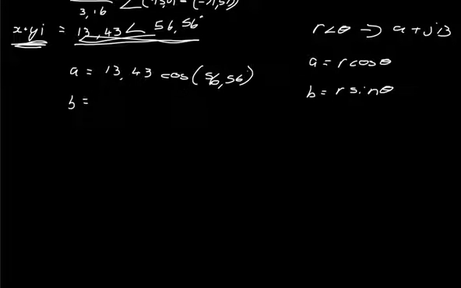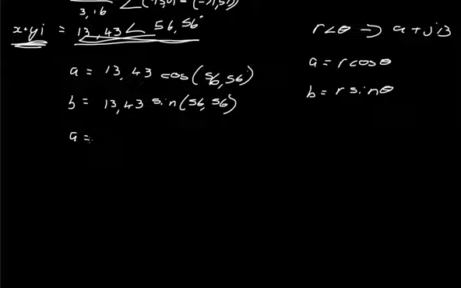Okay, and b is equal to r sine theta, which is 13.43 sine of 56.56. Easy stuff. So we're going to pop that into our calculator, and we're going to get a equals 13.43 cos of 56.56 is 7.4, and b is 13.43 sine of 56.56, which is equal to 11.21. Okay, and we've got a and b.